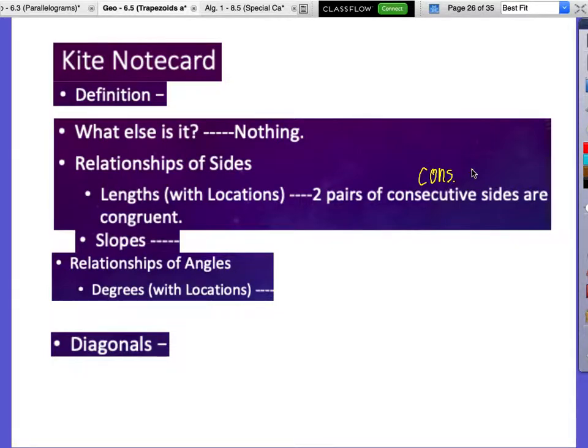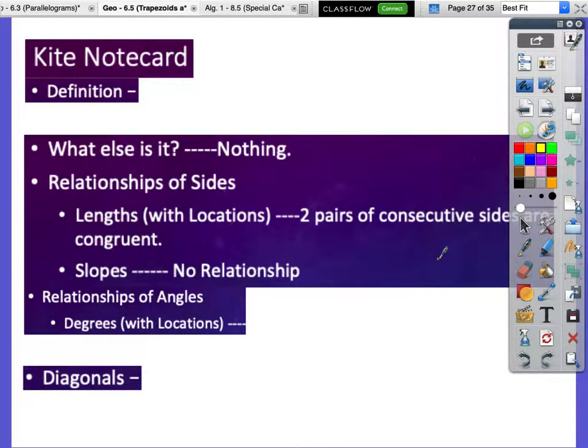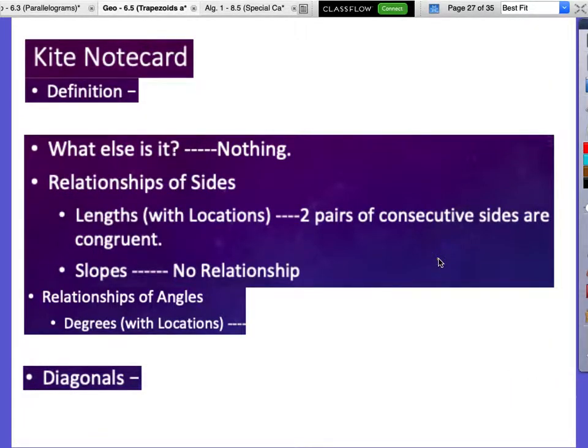What did we notice about slopes? Did we notice anything about any parallel sides? No. So we can just put no relationship. No parallel sides, no relationship, however you want to put that. It's fine by me.